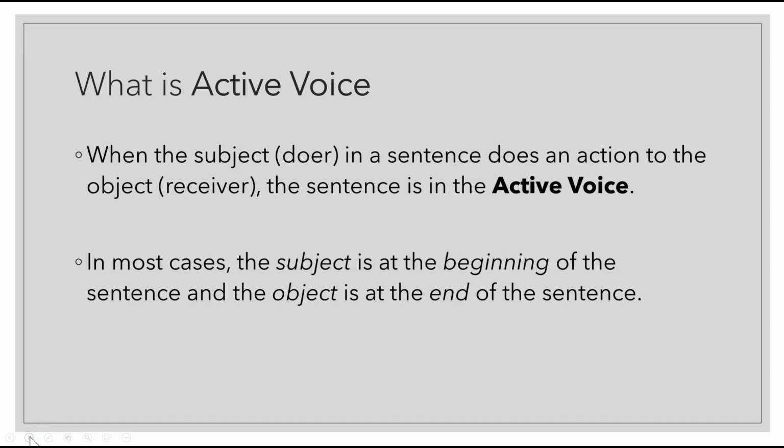So what is active voice? Active voice is when the subject or doer in a sentence does an action to the object or the receiver. In this case, the sentence is active voice. In most cases, the subject is at the beginning of the sentence and the object is at the end of the sentence.